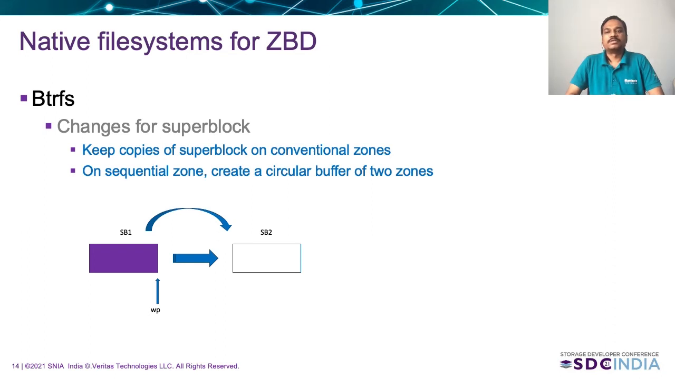First one is to keep the superblock on a conventional zone if it is available. Otherwise, for sequential zones, a circular buffer of 2 zones will get created, as shown in the figure. Let's say one zone keeps the copy of the superblock. When the write pointer of zone 1 reaches the end of the zone, then that copy of the superblock gets transferred to the other zone, and the first zone gets reset to take new superblock changes.